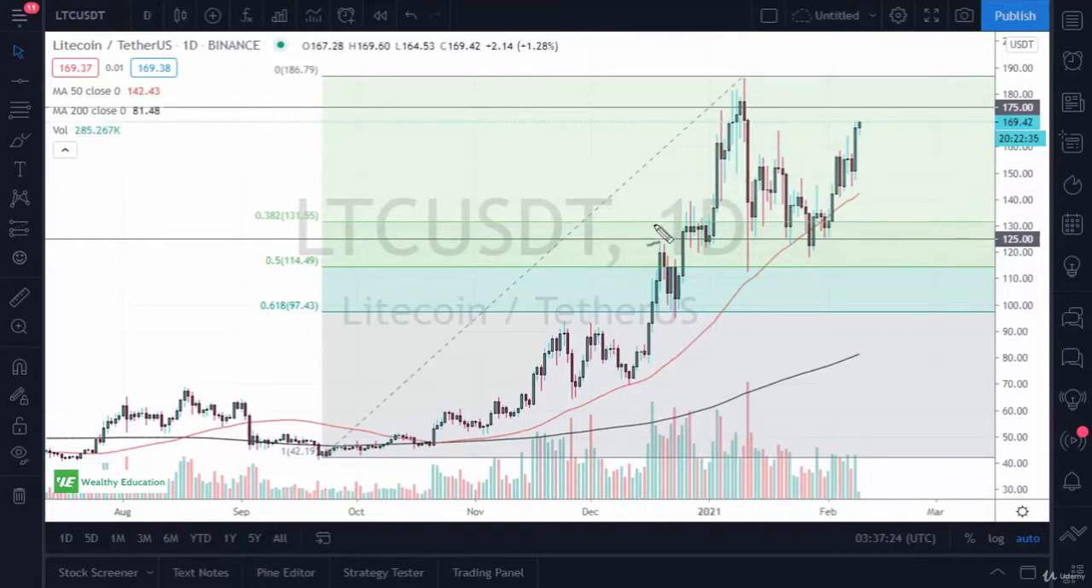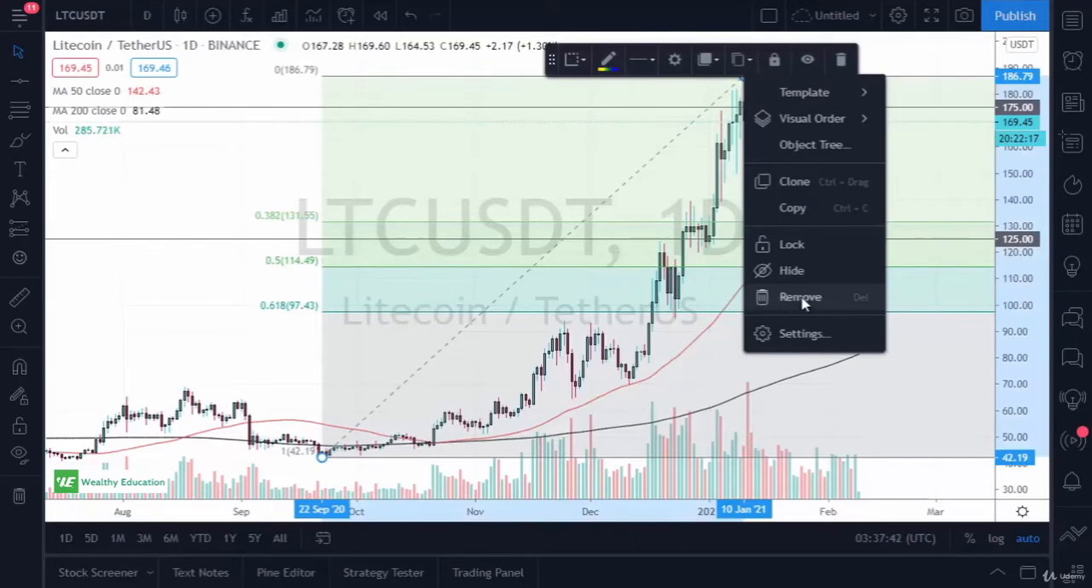Now notice, structurally speaking, we are currently making a higher high. So it looks like the market is doing everything it can to reassert the uptrend. So let's go ahead and get rid of the fib for now.